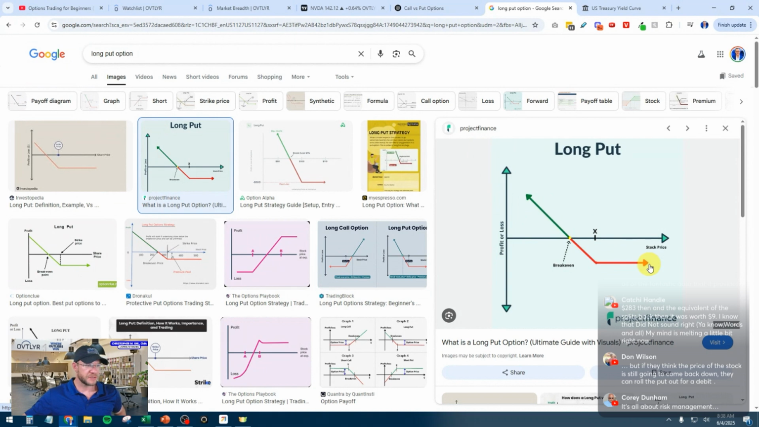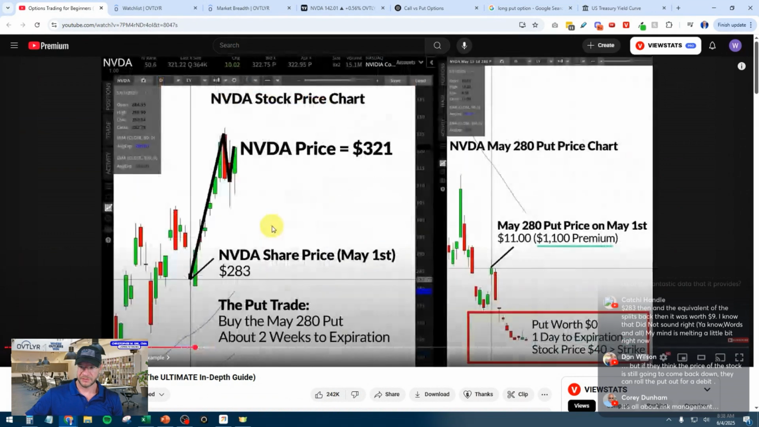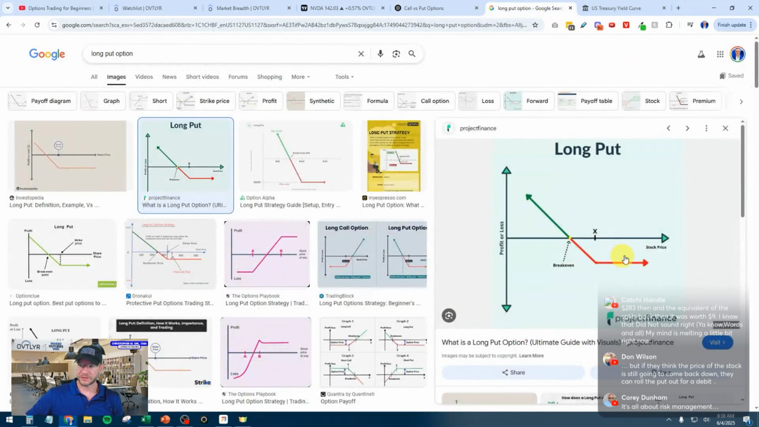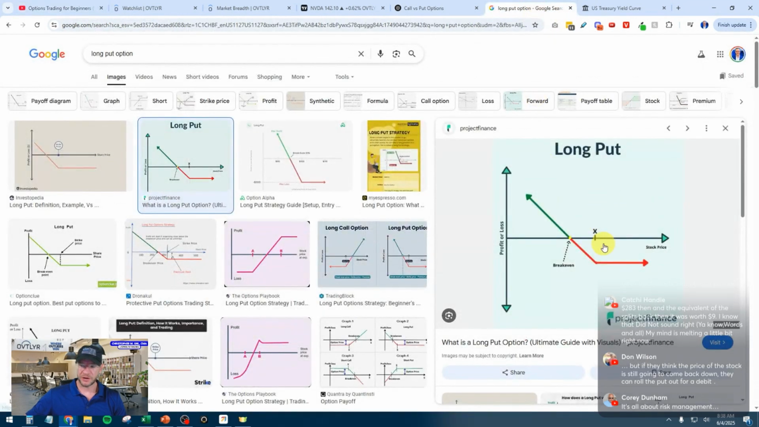So in this case, going back to the Nvidia example, this is actually going to be a great example. You bought that option for $1,100, so $11 per option contract. The price of Nvidia went up $40. If you had shorted shares, you would be out $40 per share versus just the $11 per share that you lost with this option contract.